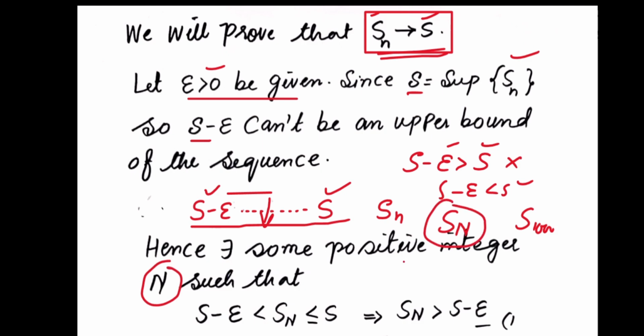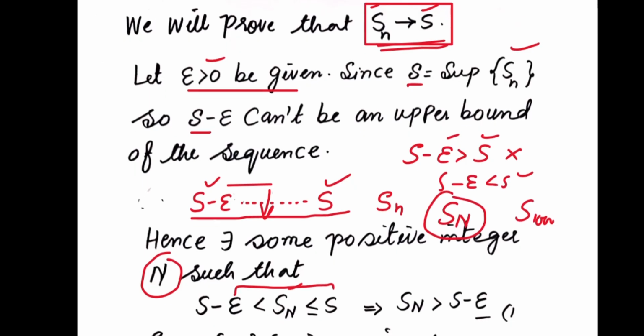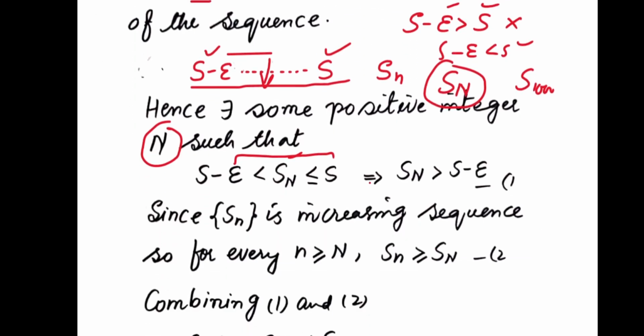Hence there exists some positive integer N, that is the term number, such that this term SN lies between these two numbers. So from this inequality, we have SN is bigger than S minus epsilon. Say this is inequality number 1. Further, since this sequence Sn is an increasing sequence, by the definition of increasing sequence, for every n which is greater than or equal to this capital N, Sn will be greater than or equal to SN.